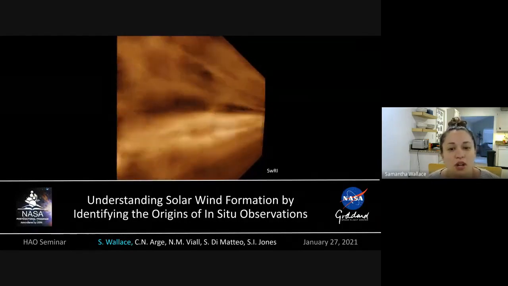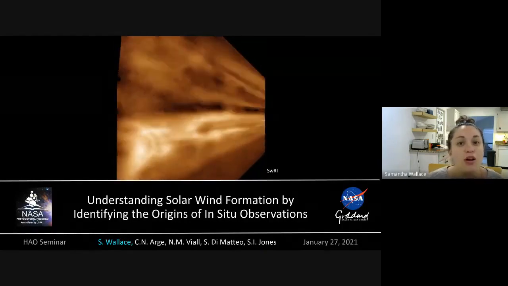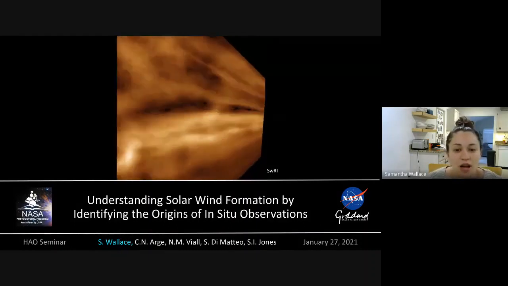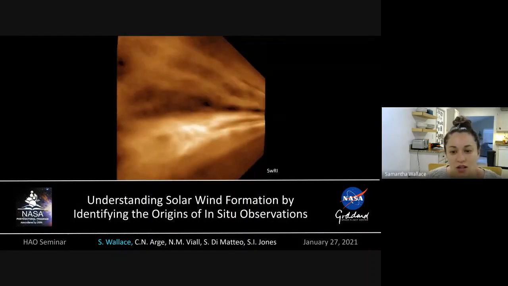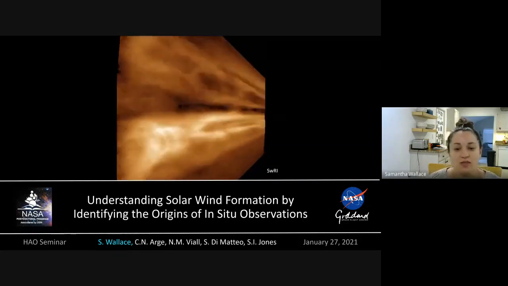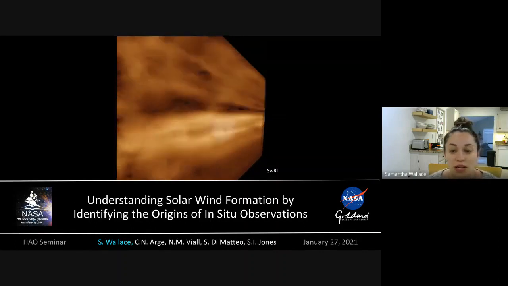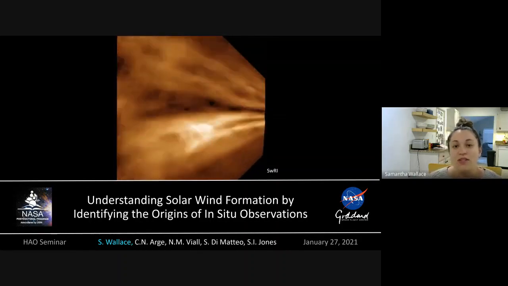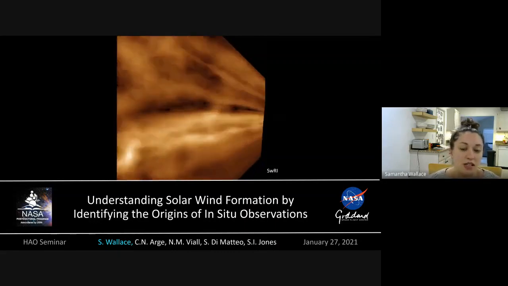So the bigger picture of this work is really to gain more understanding on how the solar wind is formed. How we do that is we develop a methodology that uses the ADAPT-WSA model to identify specific source regions of the observed solar wind and investigate how populations of wind from the same source are released or accelerated.